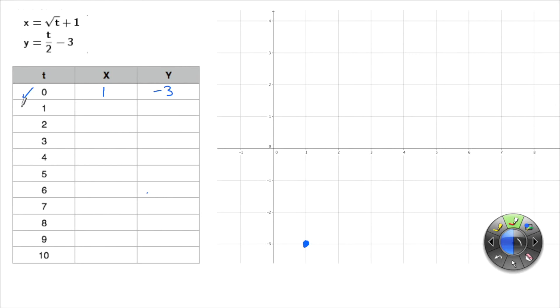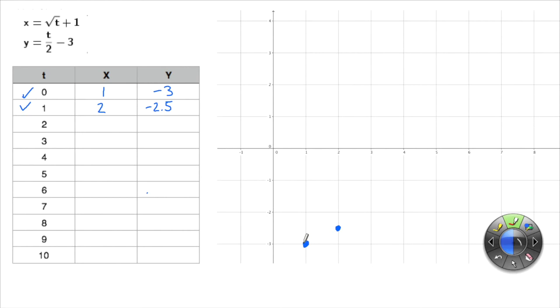All right, the next point I can try is 1. I can take the square root of 1. So that would be 1 plus 1, which is 2. This will be a half minus 3, so that's negative 2.5. And we would have a coordinate 2, negative 2.5. Right about there.